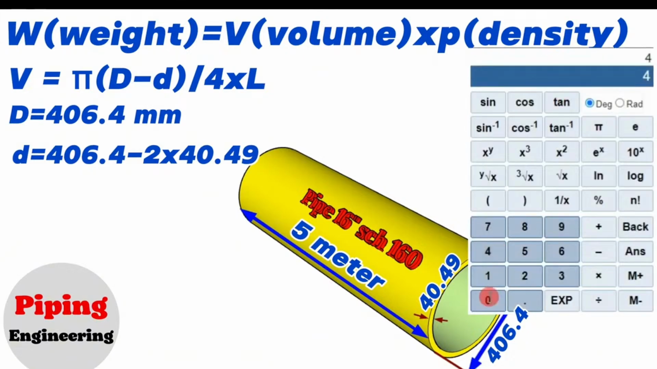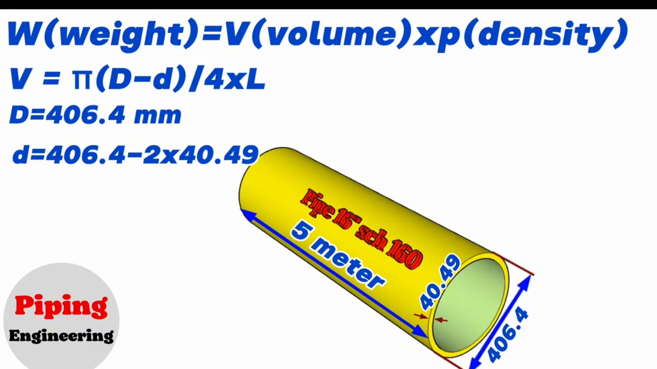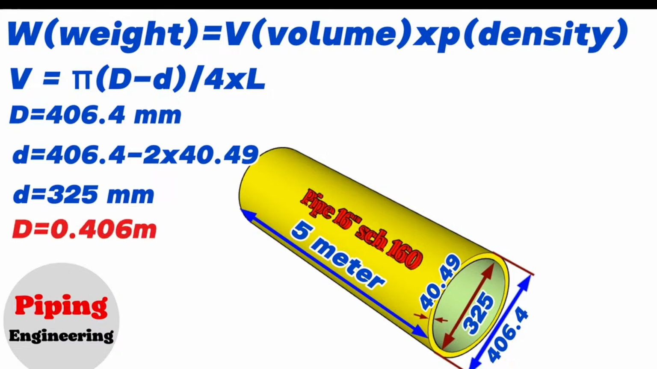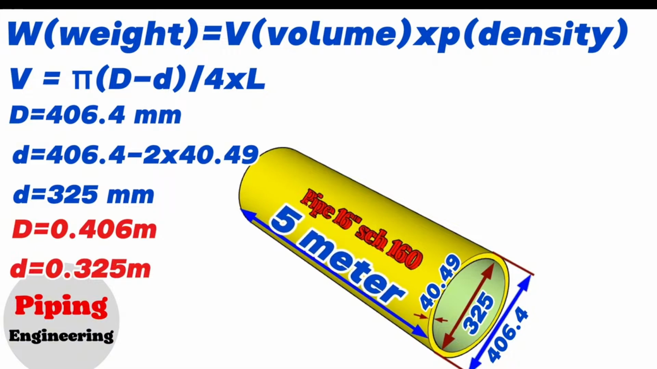Using the calculator, 406.4 minus 2 times 40.49 equals approximately 325. So the inside diameter of the 16-inch schedule 160 pipe in our example equals 325 mm. These dimensions should be converted to meters also. Then the outside diameter of the 16-inch pipe in our example is 0.406 meters and the inside diameter is 0.325 meters. We also know that the length of the pipe is 5 meters. Now let's write this information in the volume calculation formula.